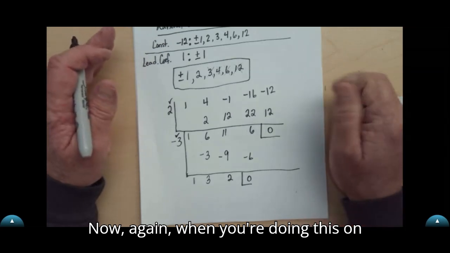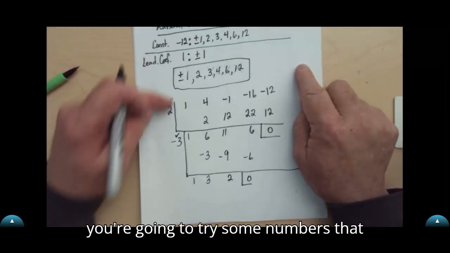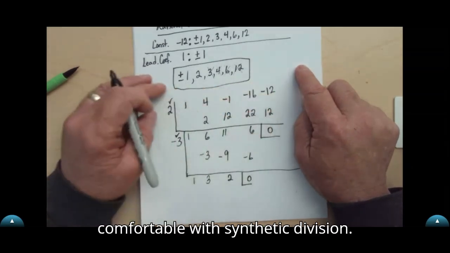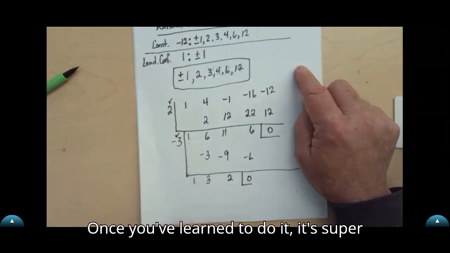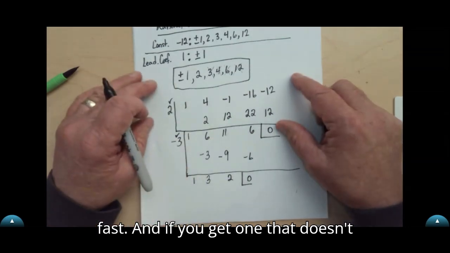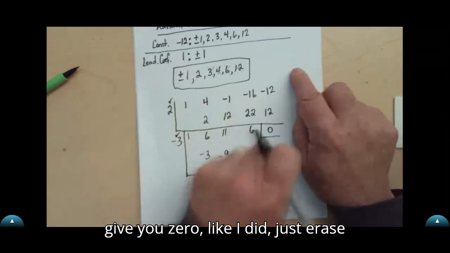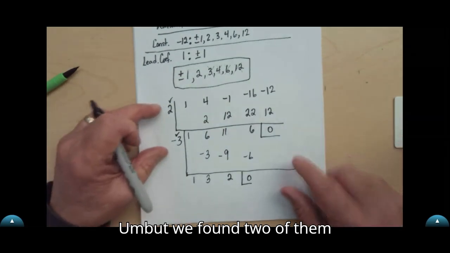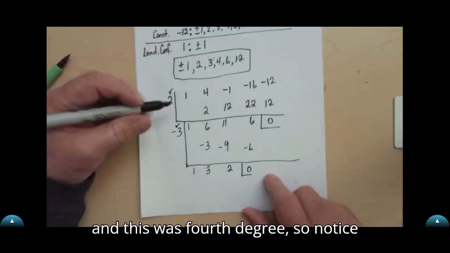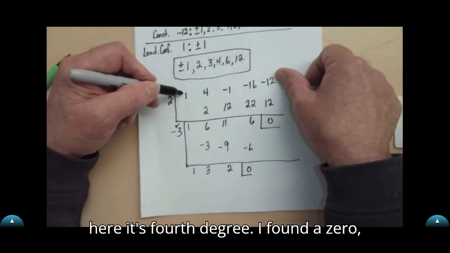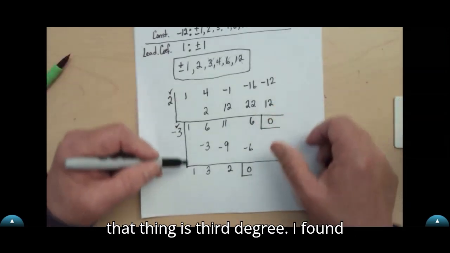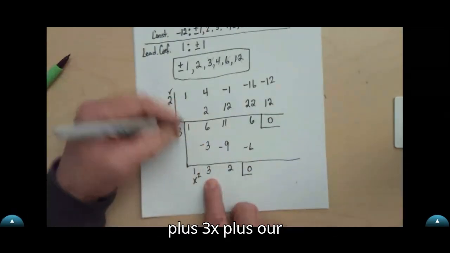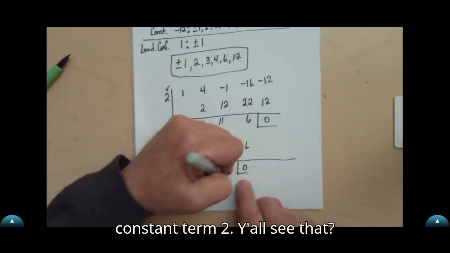Now, again, when you're doing this on your own, there's every chance that you're going to try some numbers that don't work. That's why you need to get comfortable with synthetic division. Once you learn to do it, it's super fast. And if you get one that doesn't give you 0, like I did, just erase that one and throw another one in there. But we found 2 of them, and this was 4th degree. So notice here it's 4th degree. I found a 0. That thing is 3rd degree. I found another 0. That thing is 2nd degree, right? That's 1x squared plus 3x plus our constant term 2.